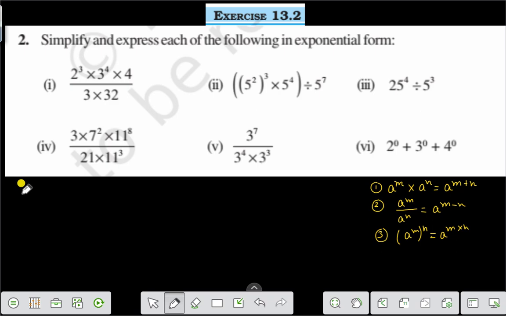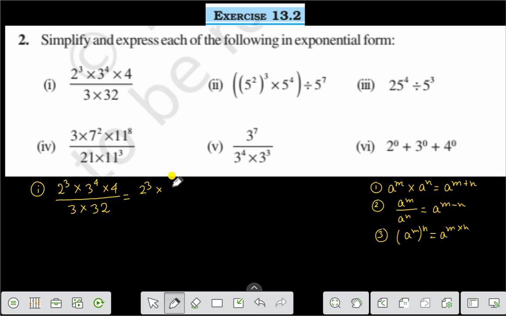Question number 1 you see here is 2 to the power 3 into 3 to the power 4 into 4, and here it is divided by 3 into 32.